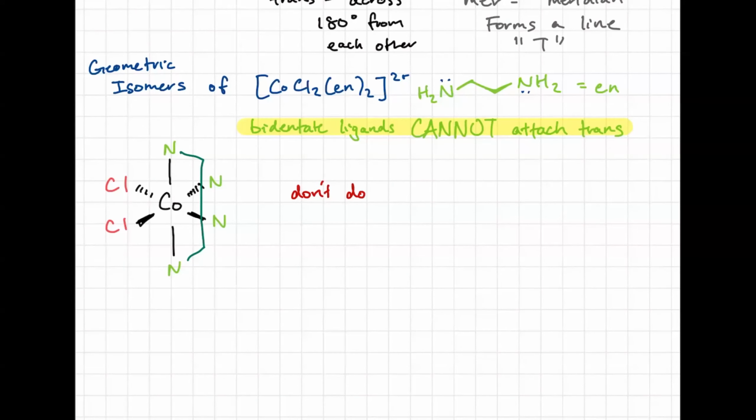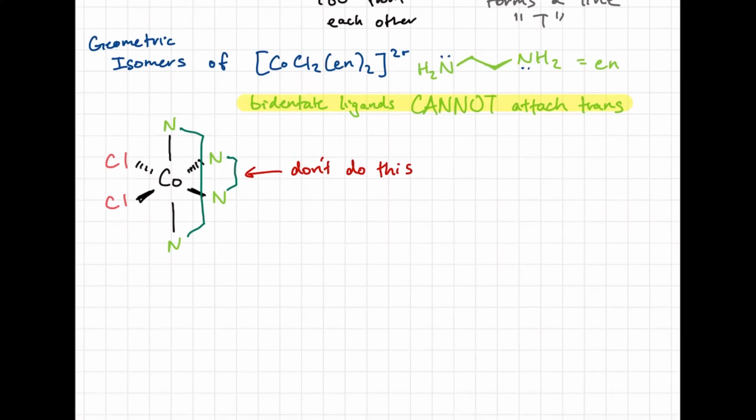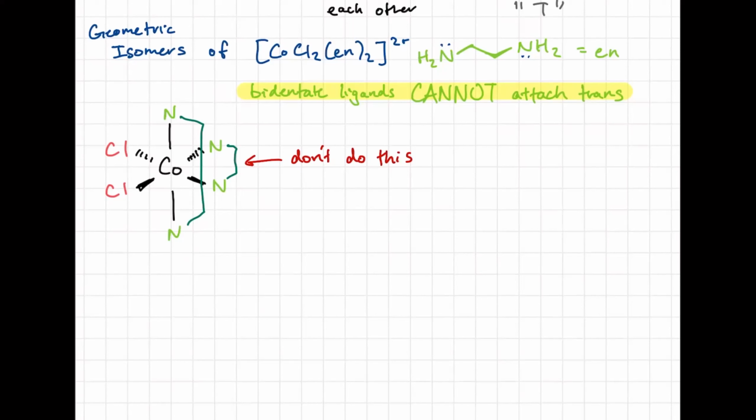So don't do something like that. You're going to lose a good chunk of your points if you do. Let me stick with green. And again, the reason is because it's not long enough to attach trans. And that applies to not only ethylene diamine, but your other bidentate ligand, oxalate.